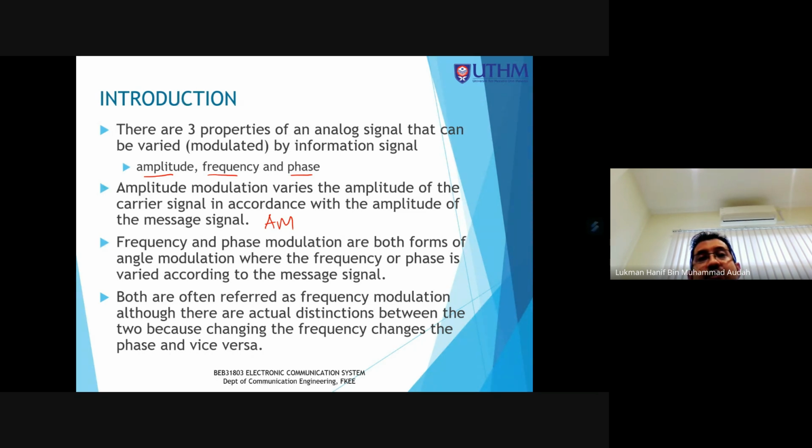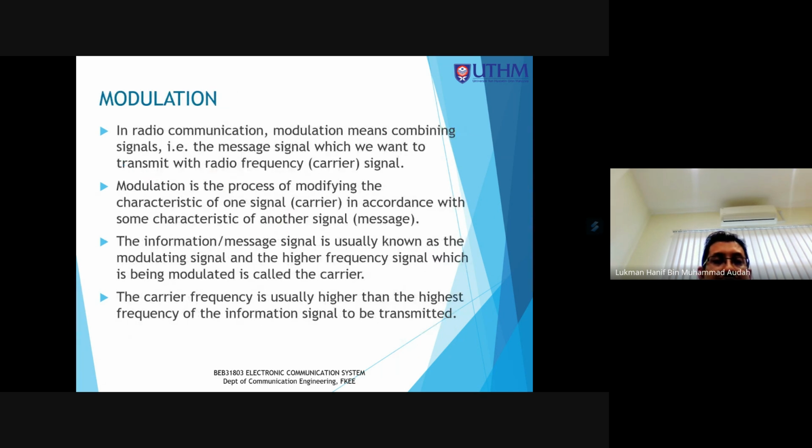But if the frequency of the carrier changes in accordance with the amplitude variation of the input message, then we're going to produce an FM signal, a frequency modulation signal at the output. If the phase of the carrier changes in accordance with the amplitude variation of the input message, then we're going to produce a PM signal, a phase modulation signal. So this is the introduction part.